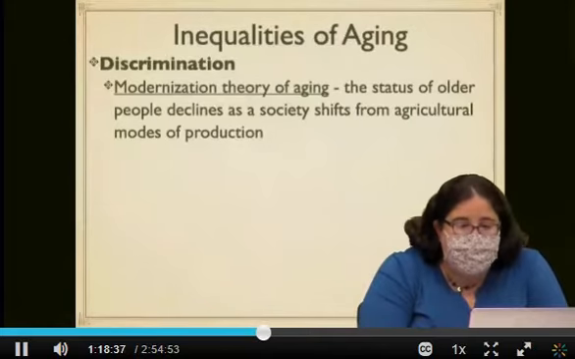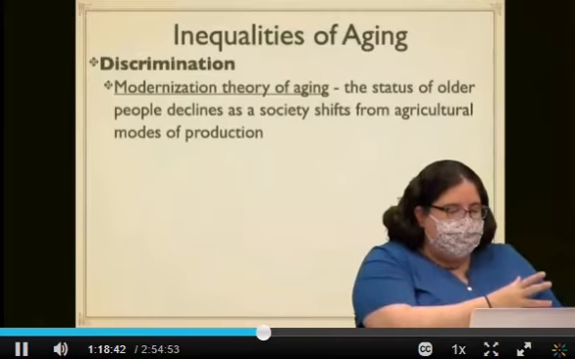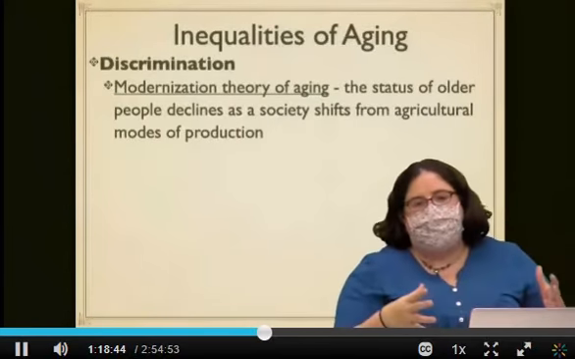For context, the modernization theory of aging was written post-agricultural, during the industrial era.